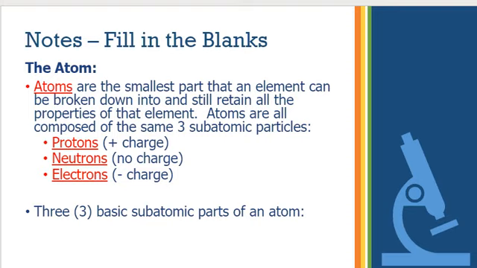So as I mentioned before, atoms are the smallest part that an element can be broken into and still retain properties of that element. All atoms are made up of 3 subatomic particles, and that prefix sub means below. So we've got protons, they've got a positive charge. Neutrons have no charge, or they're neutral, we say, and electrons have a negative charge. So we're going to look at those 3 basic subatomic particles in a little more detail now.